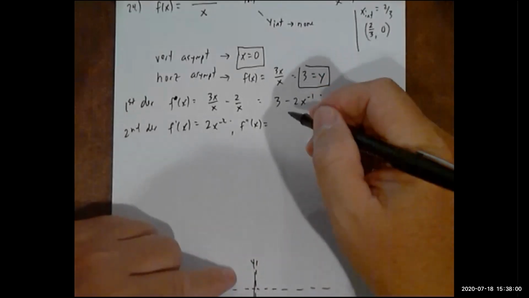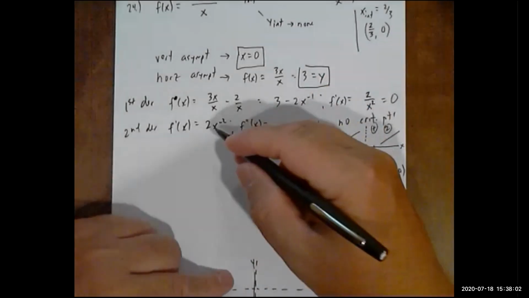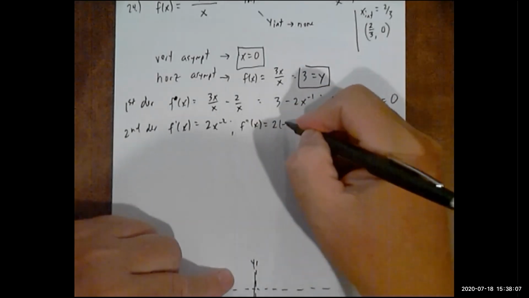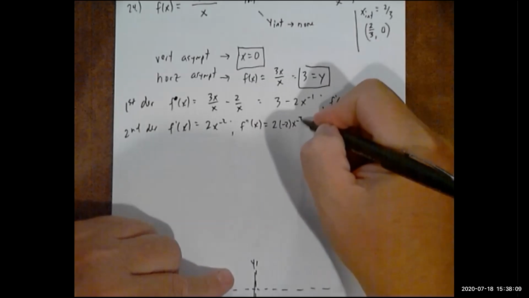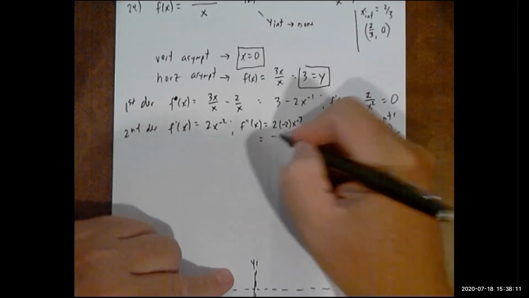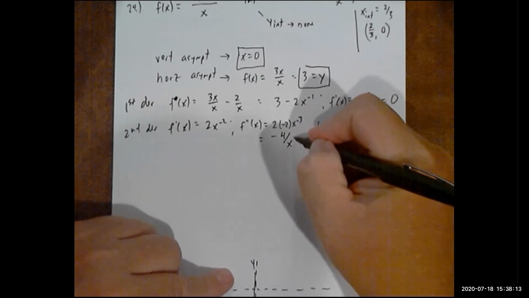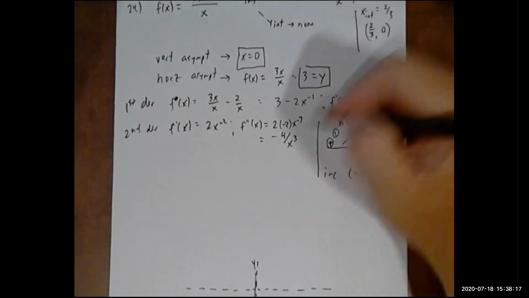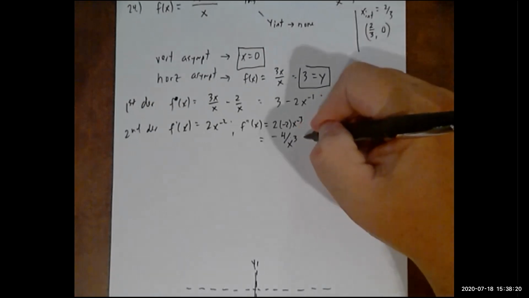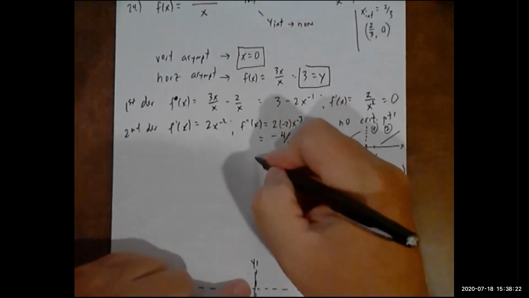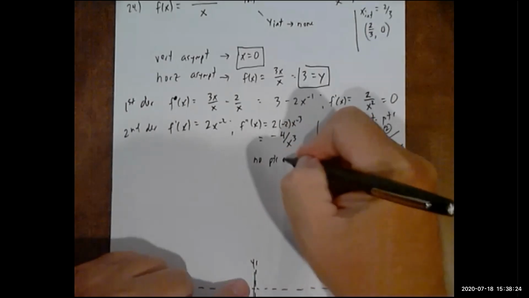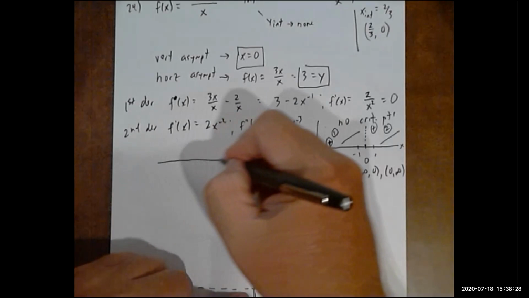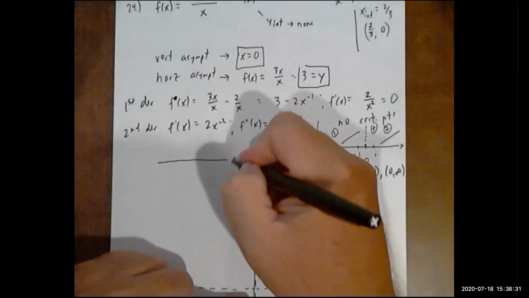Second derivative, two times negative 2x to the negative 3, negative 4 over x cubed. So if they set that equal to 0 to find your points of inflection, it looks like there's no. But once again, I might have regions of concavity.